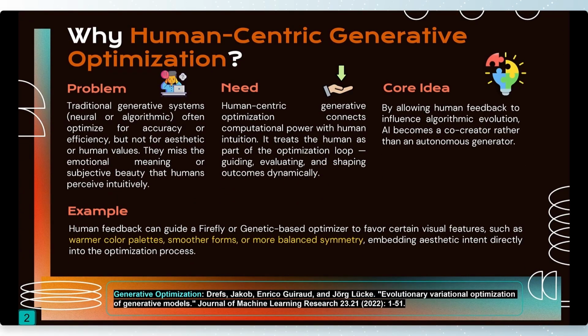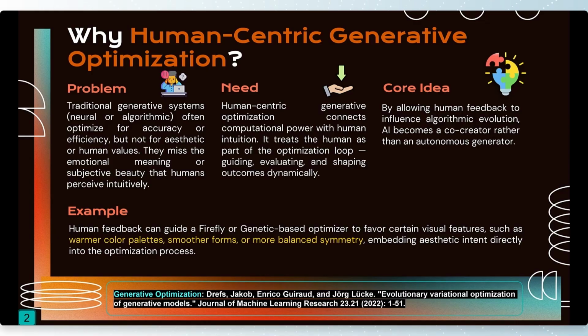Just like any other problem, we have a definition of the problem, the need, and finally the idea to solve it. Now, the problem here is that traditional generative systems, neural or algorithmic, often optimize for accuracy or efficiency, but not for aesthetic or human values. They miss the emotional meaning or subjective beauty that humans perceive intuitively.